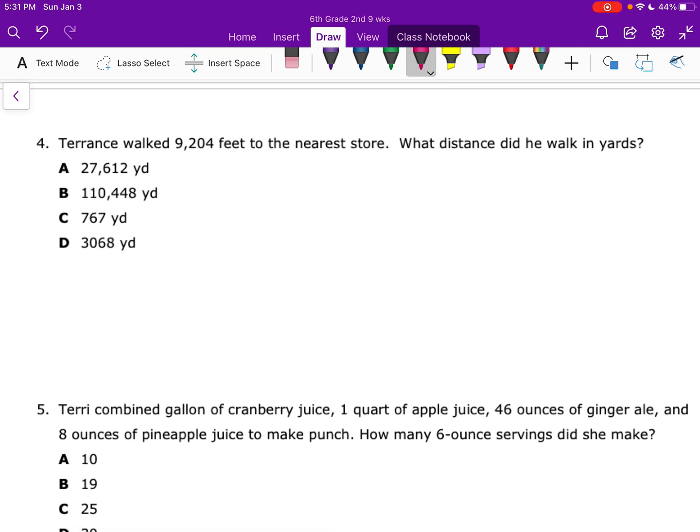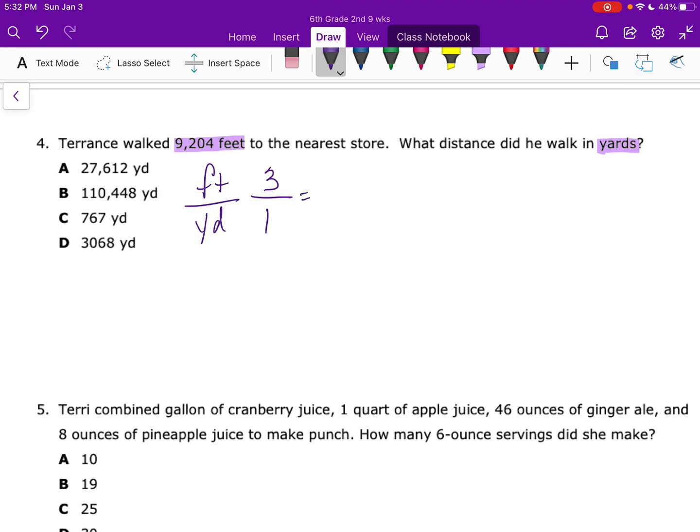Terrence walked 9,204 feet to the nearest store. What distance did he walk in yards? Okay, so look at your chart. The first thing you're doing is you're looking at the relationship between the feet and the what? Yards. Okay, so what does it tell you about feet and yards? Yep, there's 3 feet in every yard. Okay, so the 3 goes at the top with the feet and the 1 goes at the bottom with the yard.